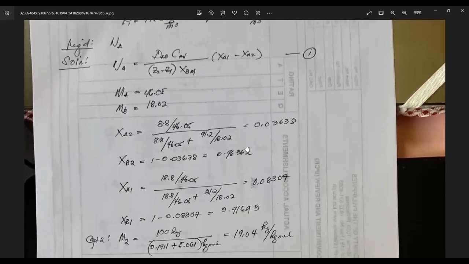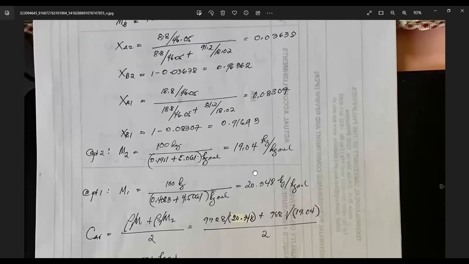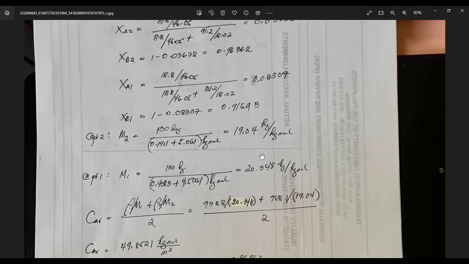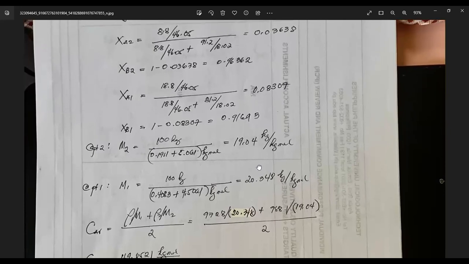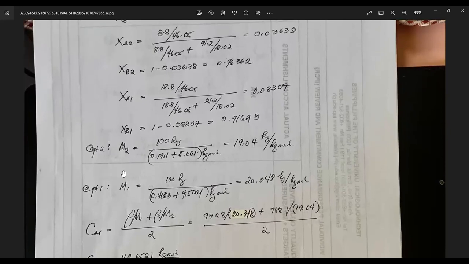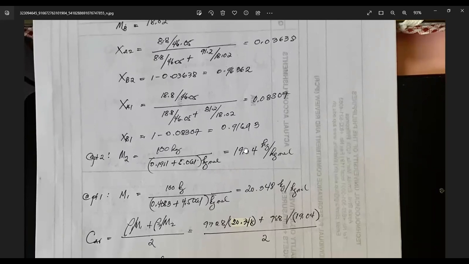Okay, wait, class. Kilogram per kilogram mole. So this is the molecular weight of the thing that is present in point 2. I did not place here the 0.1911. Where did I get this one? Wait, class.